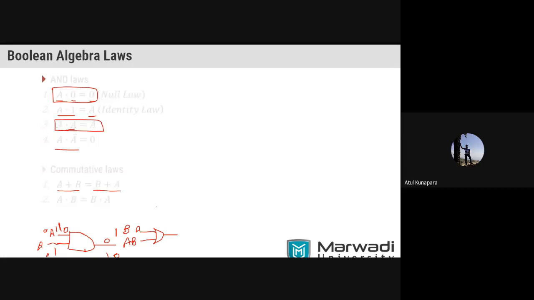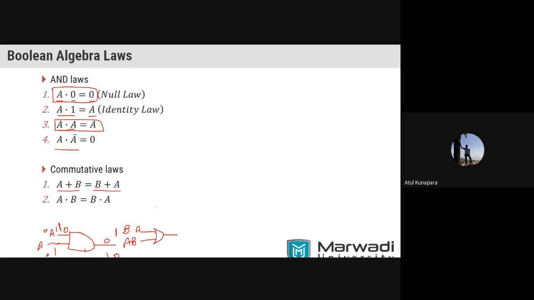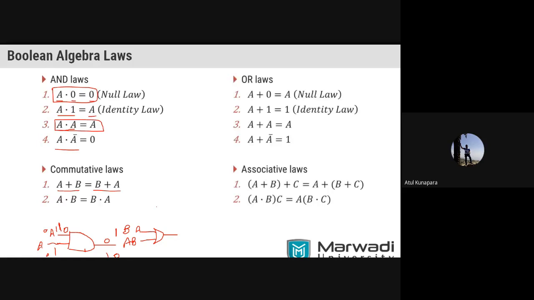Now the third category is OR law. OR law means the OR operation of your signal with 0, 1, that particular signal, and the inverted signal, similar to the AND law we have discussed. So here you can say the same thing with the OR gate, as I explained with the AND gate.